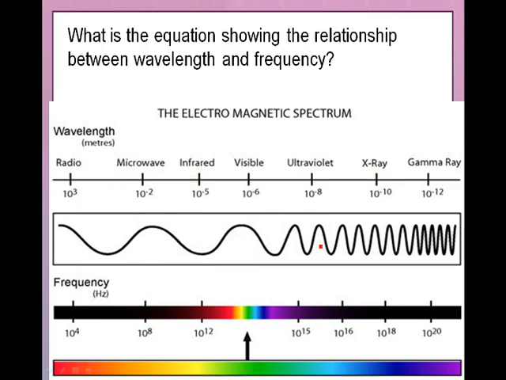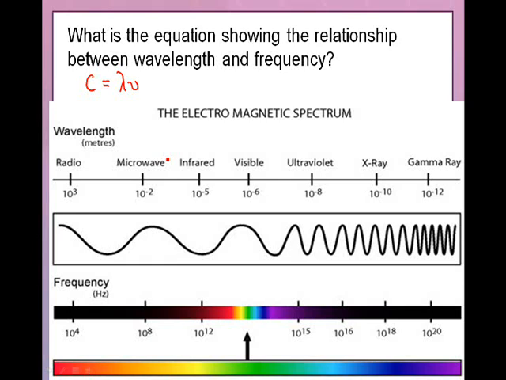So, what is the equation that shows the relationship between wavelength and frequency? Well, the speed of any wave, and we're going to focus just on electromagnetic waves. So the speed of any wave, there's the speed of light, that's how fast electromagnetic waves travel. The speed of any wave is equal to the wavelength times the frequency. So in this relationship, if we know any two of those three things, we can calculate the other.